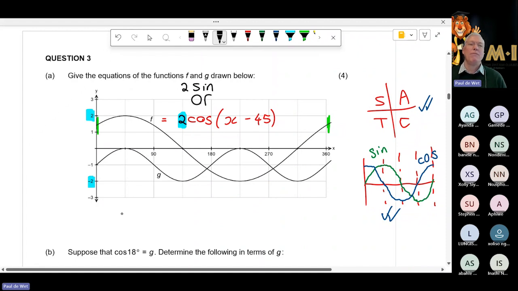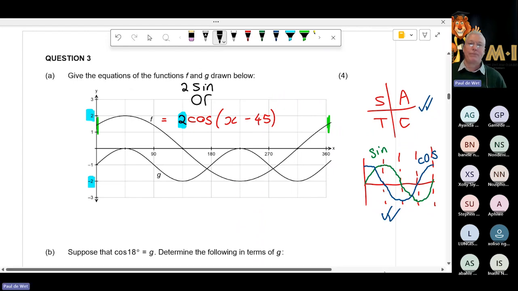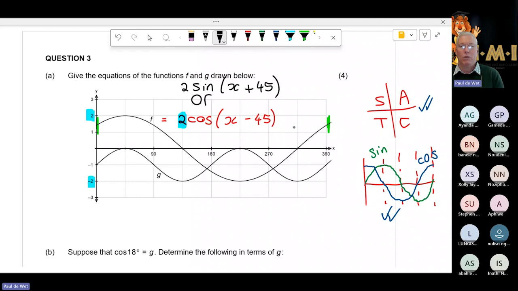And how much has it been moved, and which way has it been moved? If it's a sine graph, has it been moved left or right? It's been moved left. So there's another answer. Both of these answers are right, guys. Because remember, a cos graph and a sine graph are the same graph. They've just been shifted. Okay, well done.